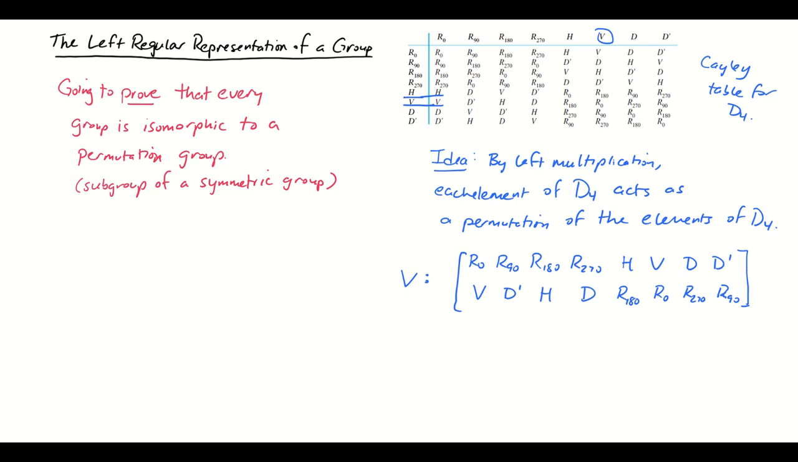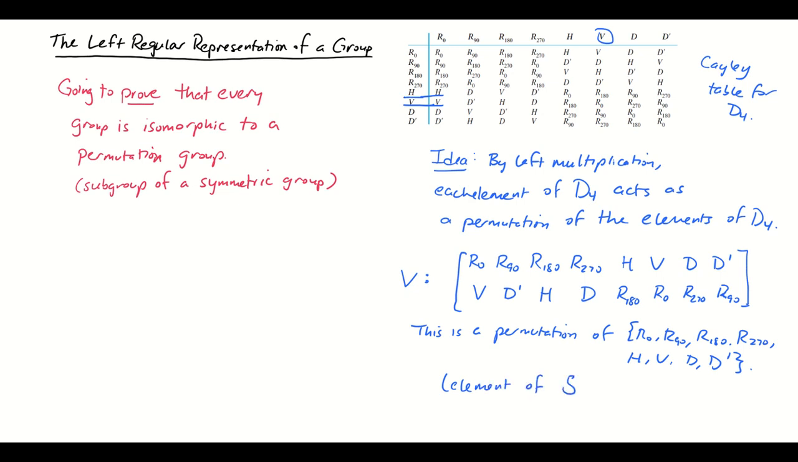All right, so this is a permutation of this set. R0, R90, R180, R270, H, V, D, and D prime. It's a permutation of that set, which means this is an element of what we would call S sub D4. In other words, the symmetric group on this set of elements here. Okay, so V is a permutation now, or V acts as a permutation on elements of D4.